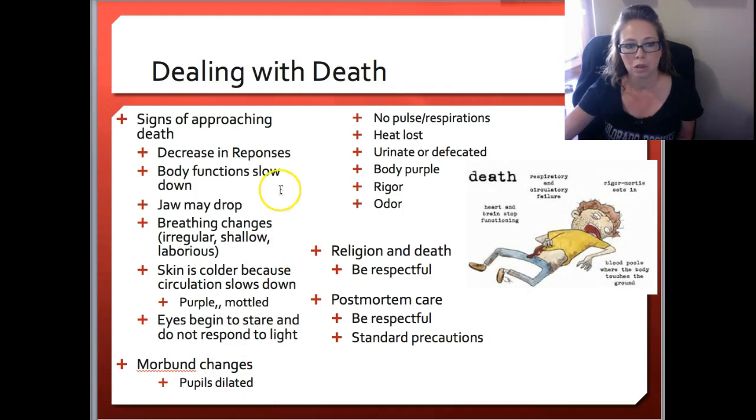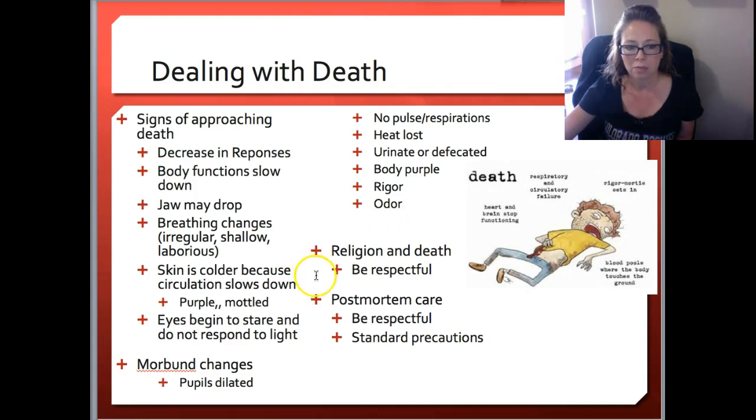Common signs: pupils are going to be dilated, no pulse or respirations, and they're going to be cold. They probably have urinated and defecated involuntarily. Their body might be a different color, which usually is purple. They're going to be a little bit more stiff, which is the rigor, and they might have a slight odor to them. So keep that in mind when you go in.